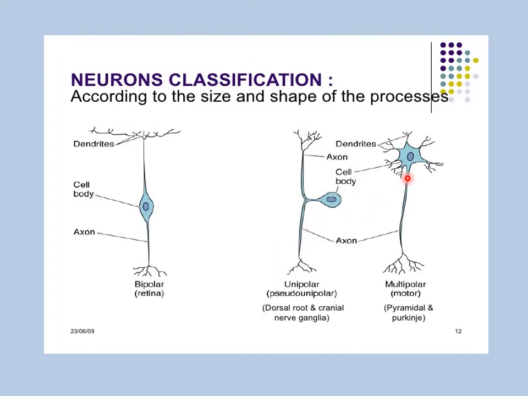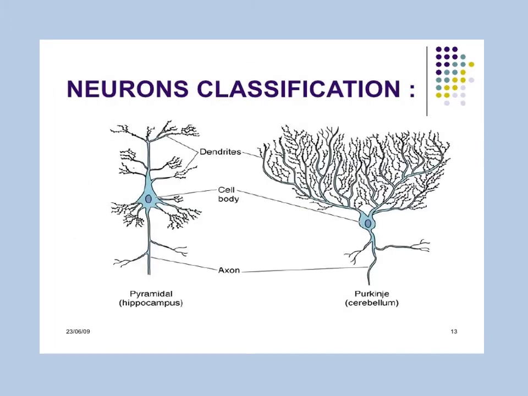The multipolar neurons are the most abundant in the nervous system, and they have a cell body with multiple processes arising from it. Therefore, they are called multipolar neurons. They have a large, pyramidal-shaped cell body and are more numerous in the nervous system. So this shows the pyramidal type of neurons, which are present in the hippocampus, and the Purkinje neurons, which are present in the cerebellum.